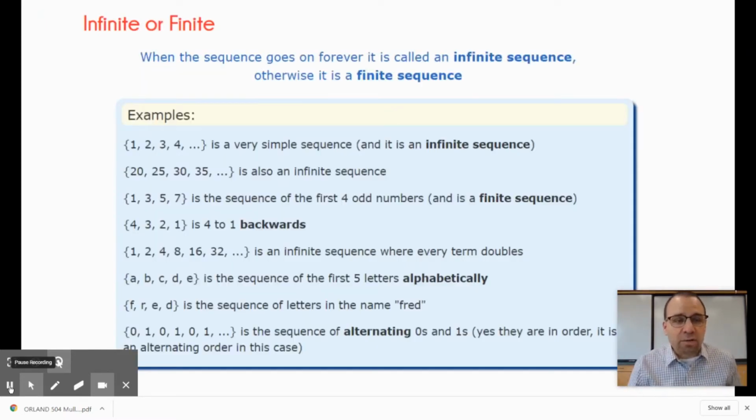There are infinite or finite sequences. When it goes on forever, it's called an infinite sequence. Otherwise, it's called a finite sequence. Here are some examples.